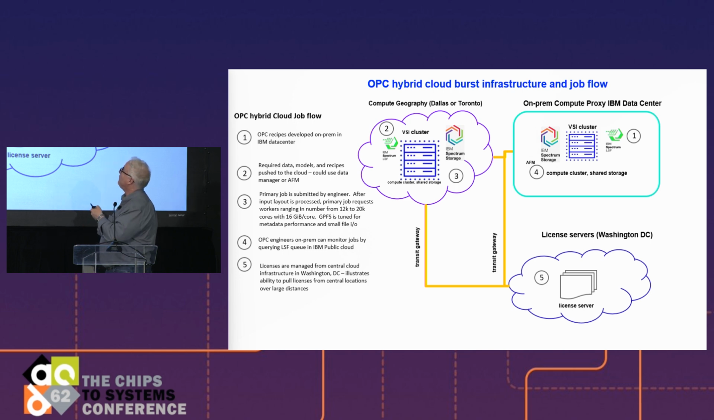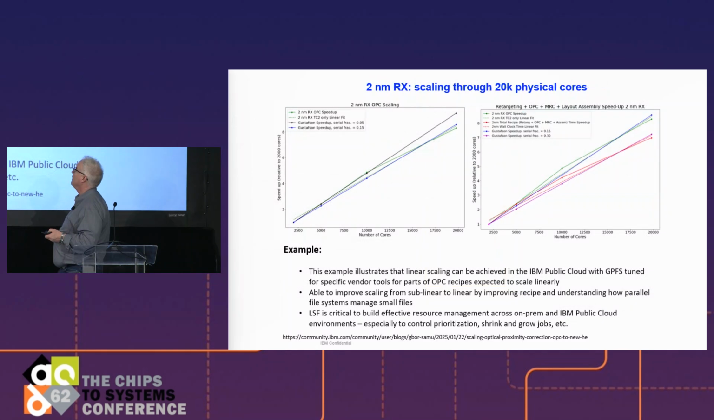So what I'm about to show you are a couple of examples where we ran in cloud-only infrastructure. We did the transfer of data to the IBM cloud through a number of ways. But you could easily have done this with AFM or with Aspera. And all of the cluster work, the LSF jobs, were run in the cloud and run on IBM Cloud virtual machines. So what I'm showing you here is an example of a 2 nanometer RX scaling through 20,000 physical cores.